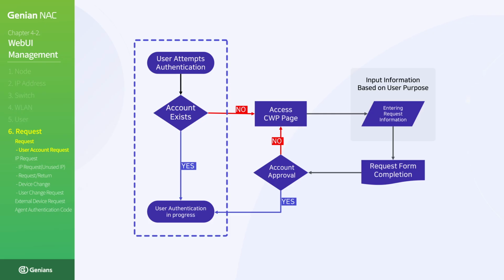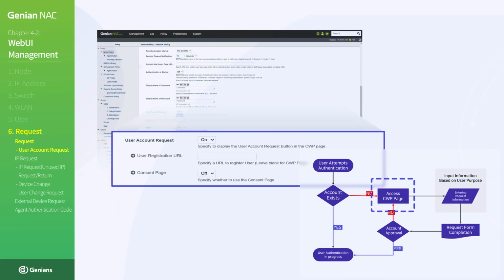If the account does not exist, the user is redirected to the user registration page via a link to submit a request. During the request process, the information required can vary depending on the user's purpose. Once the request is approved and the account is created, the user can authenticate with NAC using the newly approved account. If an account does not exist, the user will proceed with the user request through the user registration page link.